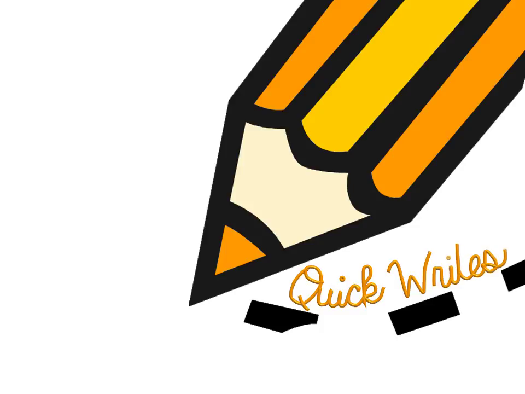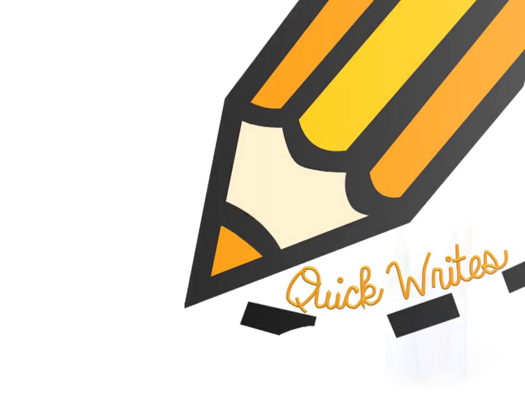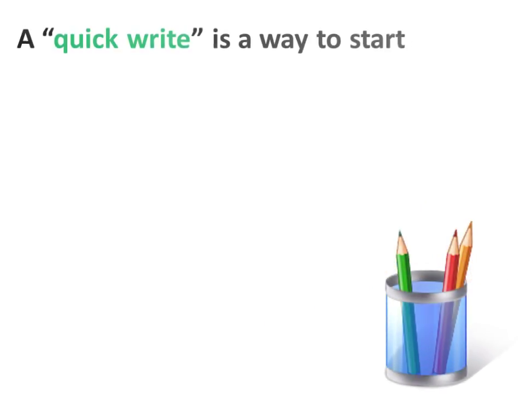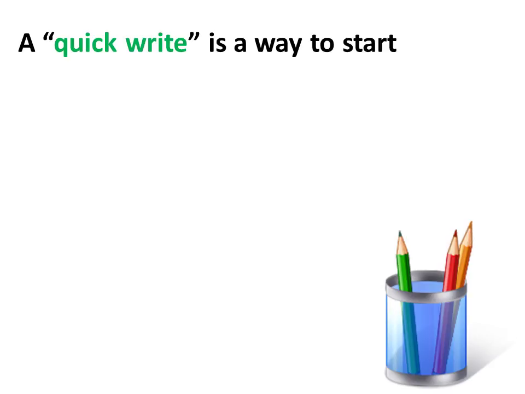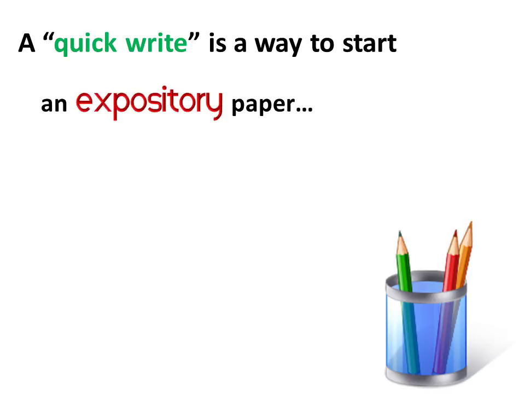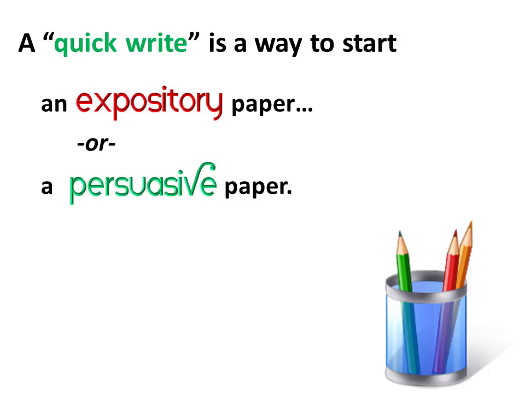Writing for a test is different than the types of writing that you normally do in class. In order to help you with this, we've developed a short process called Quickwrites. Quickwrites is a way for you to learn how to respond quickly to a prompt in a testing situation. For this lesson, a Quickwrite will be a way to start an expository paper or a persuasive paper.